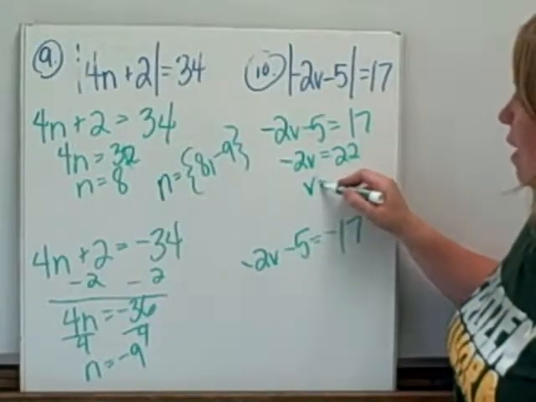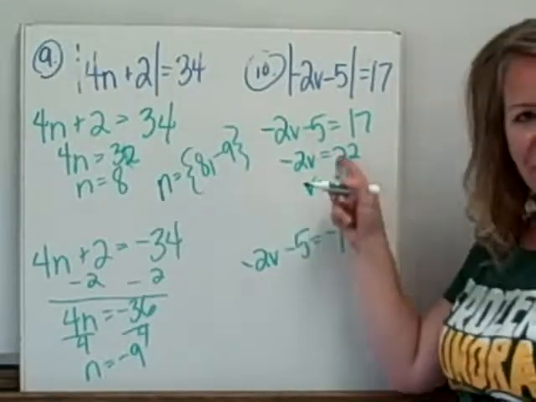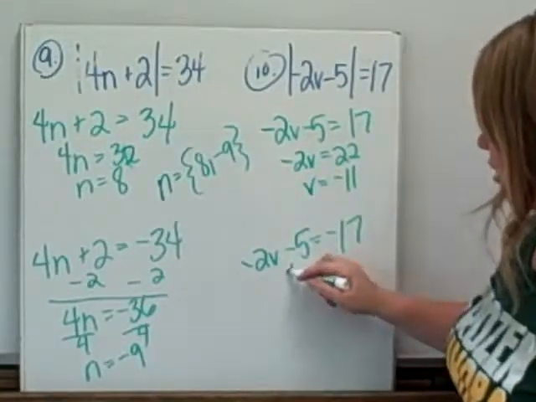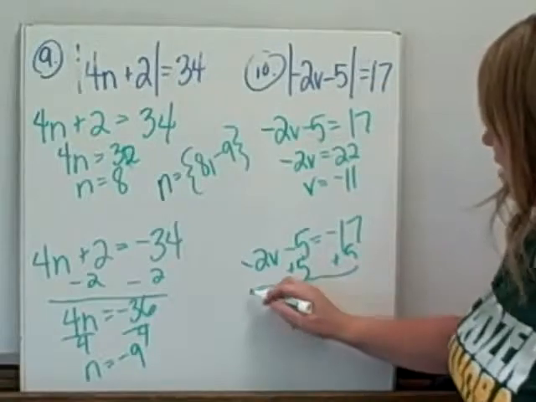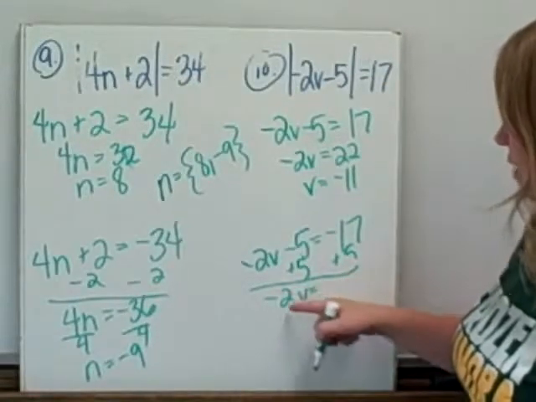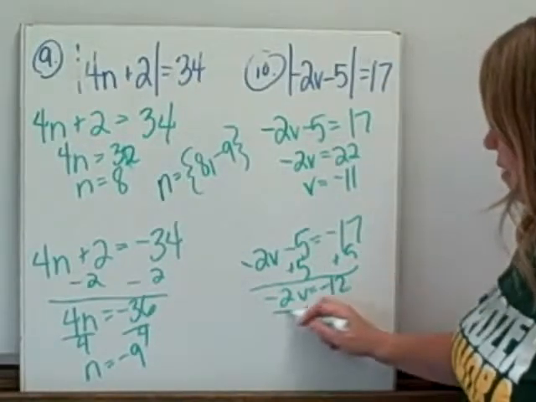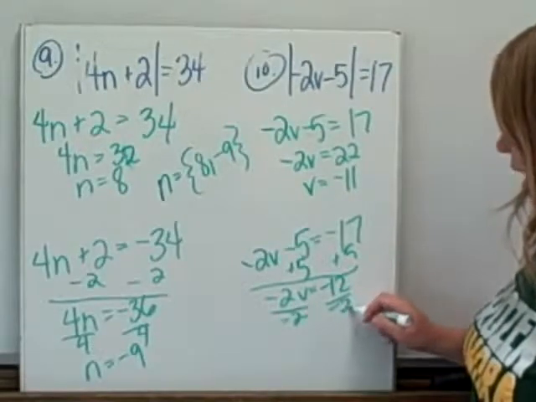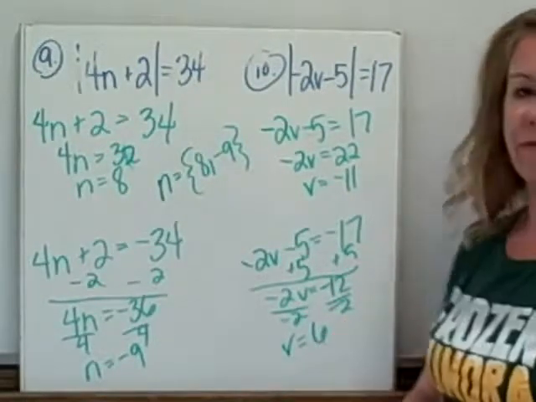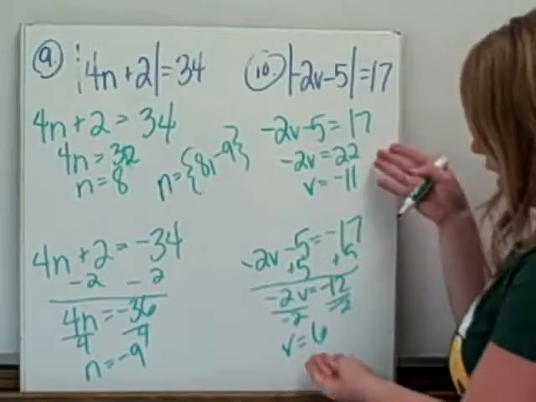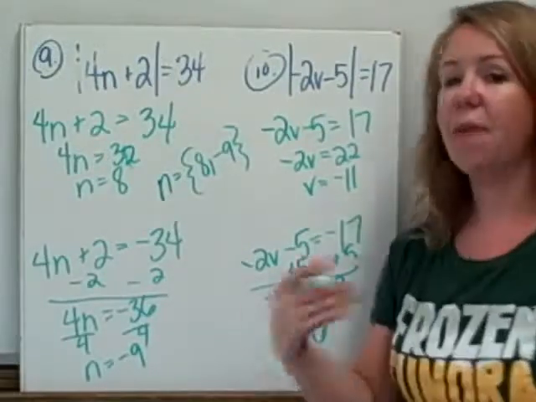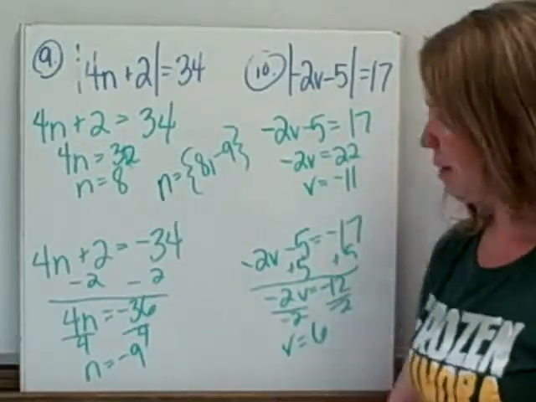Divide by -2, and I get -11 up here. In my second equation, when I add 5 to both sides, -2v equals -12. When I divide by -2, I get a +6. So again, they are different numbers. It's not always the positive and negative version of the same number.